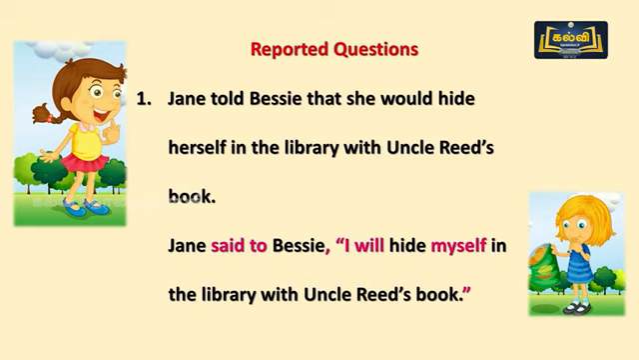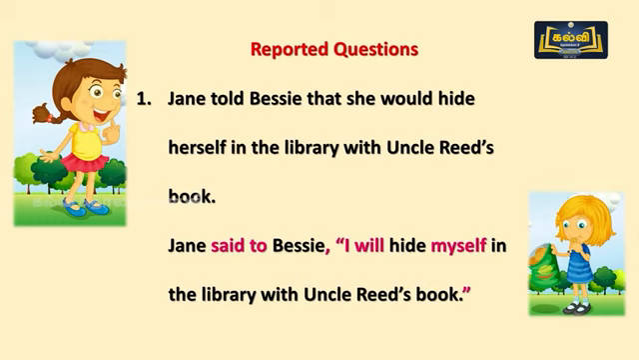So when you use "to", you can change it while you are changing, then you can use "told". Now the "that" you will take off, and instead of that you will put a comma there and start the inverted comma. "She would hide herself in the library." Who is she? She is Jane. So instead of "she", the pronoun, you will put "I", the first person. "I", and instead of "would", you will use "will". "I will hide myself in the library with Uncle Reed's book." Close the quotation, full stop. See again, "I will read."